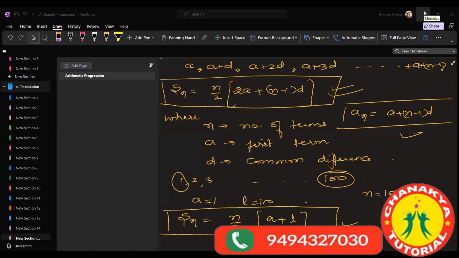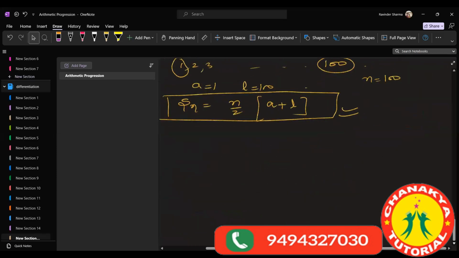Ma'am, we can use both the formulas, no, ma'am? Sn equals n by 2 into 2a plus n minus 1 d, no, ma'am? Yes. The formula for Sn is n by 2, 2a plus n minus 1 into d. And whenever the first and last term is given, then you can apply this formula n by 2 into first term plus last term. Now I can show you the application also.